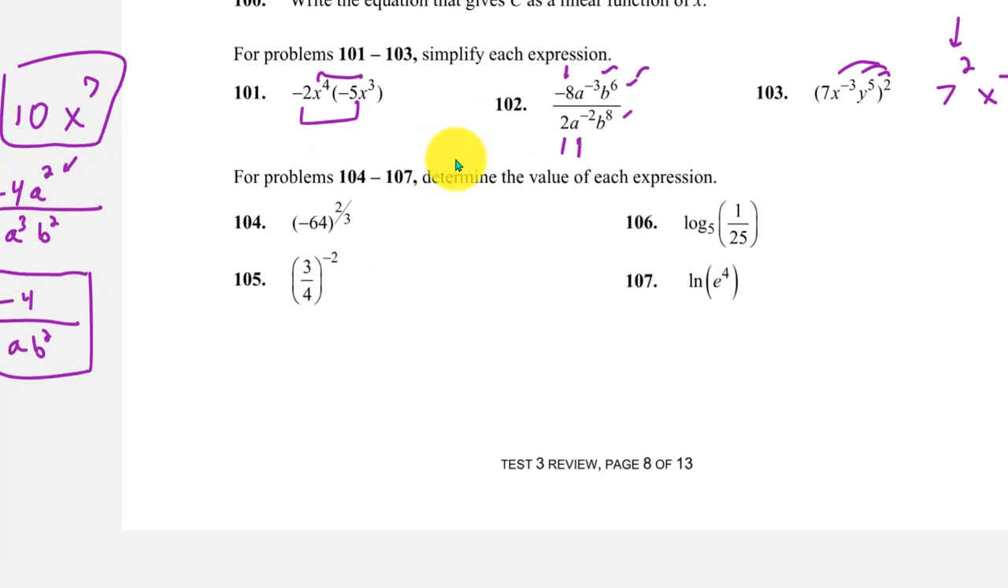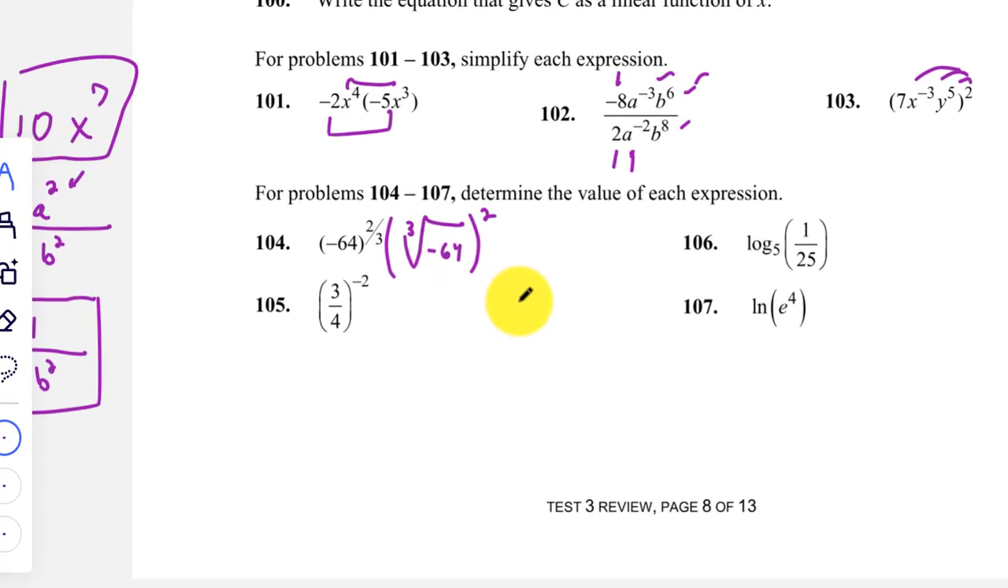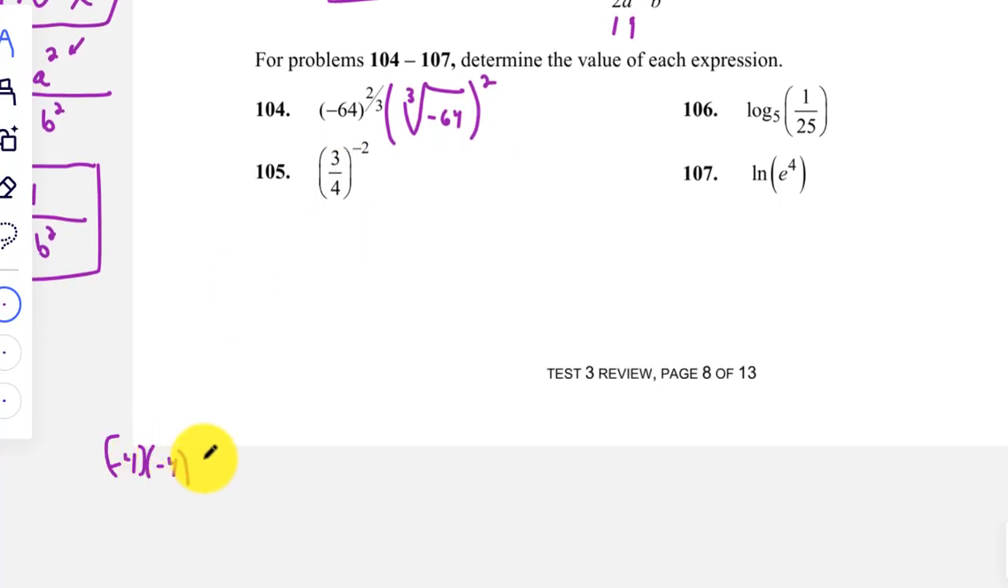Let's take a look at problems 104 to 107. It says determine the value of each expression. So I can rewrite this as the cube root of negative 64, and I'm going to put the squared on top. So what number multiplied by itself 3 times is negative 64? Isn't negative 4 times negative 4 times negative 4 negative 64? So you're left with negative 4 squared, which becomes positive 16 is your answer.